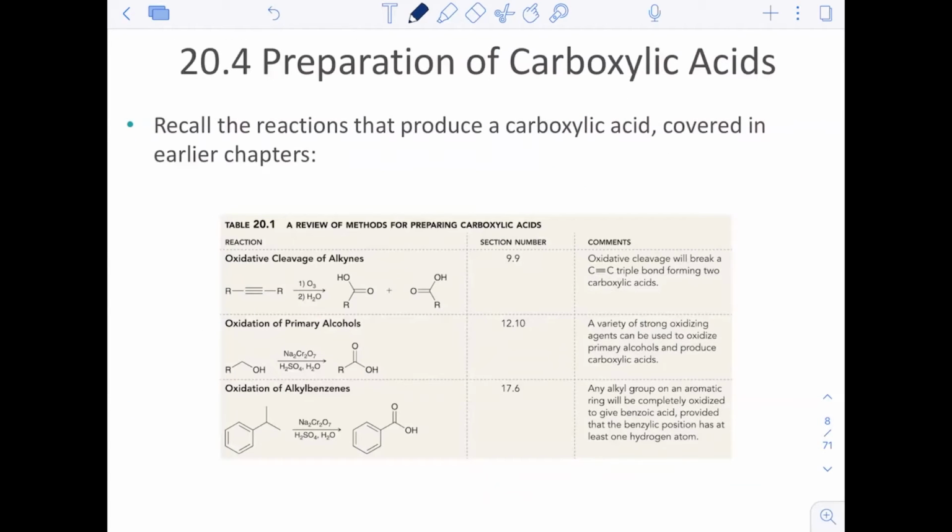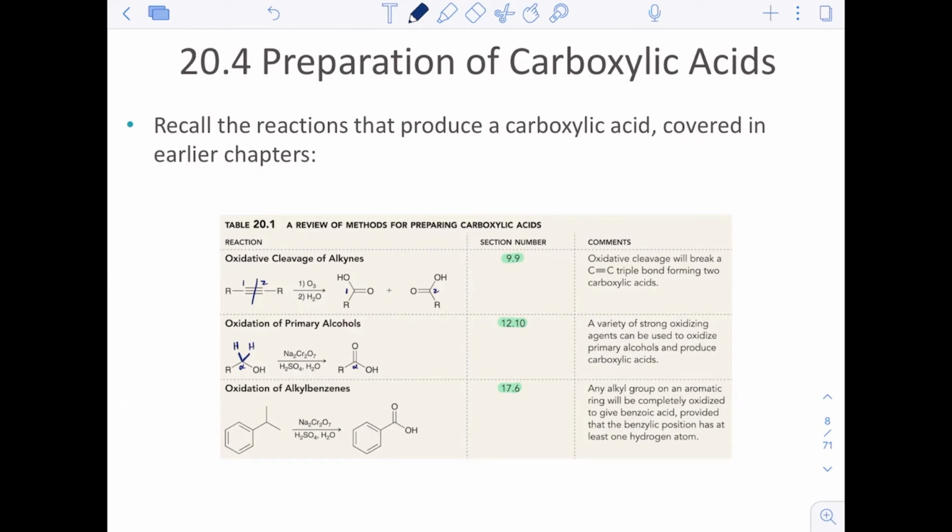All right, we do know quite a few ways to prepare carboxylic acids. You should recall these; if you have any issues with remembering, the section numbers, again, are present for you. We can do oxidative cleavage, which is ozonolysis of alkynes. The triple bond gets completely broken, and what gets placed across that triple bond are carboxylic acids. If you have a primary alcohol and you use a strong oxidizing agent, such as sodium dichromate, chromic acid oxidation reacts that primary alcohol and removes both of those alpha hydrogens to create a carboxylic acid.